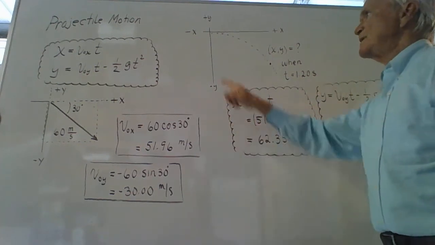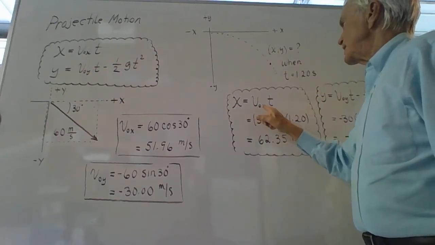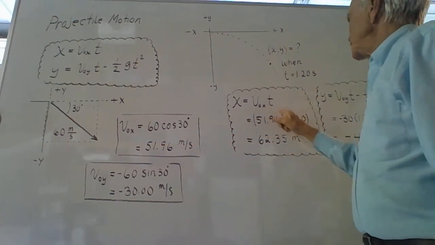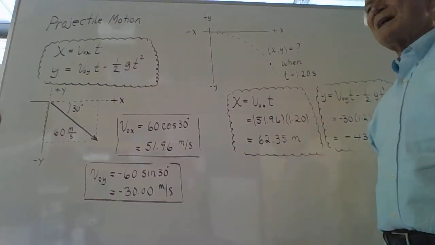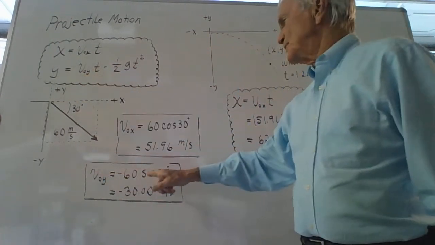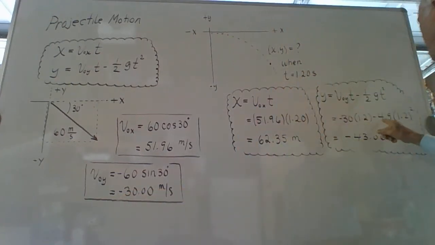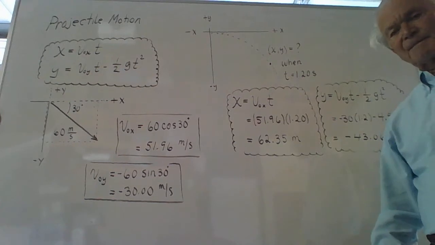Well, we already have the x equation shown here, ready to go. We've already calculated V0x. V0x is 51.96, and we multiply times 1.2 seconds to get that number. That's the x coordinate at that instant. The y coordinate is found using this equation and this number there: -30 times 1.2 minus half of 9.8 times 1.2 squared. The y coordinate is -43.06. The problem is solved.